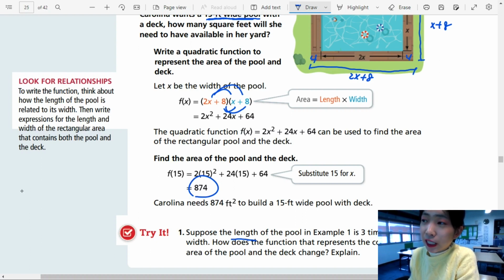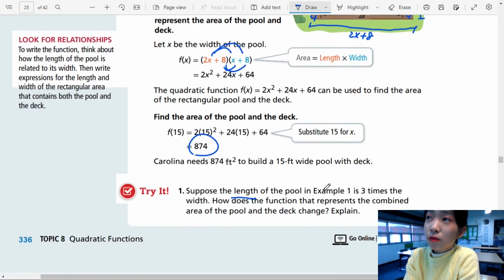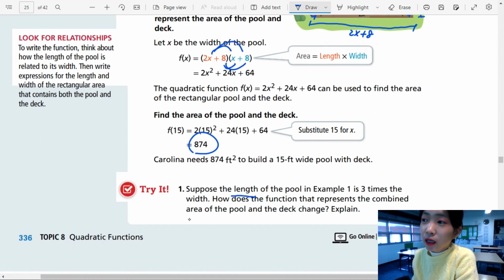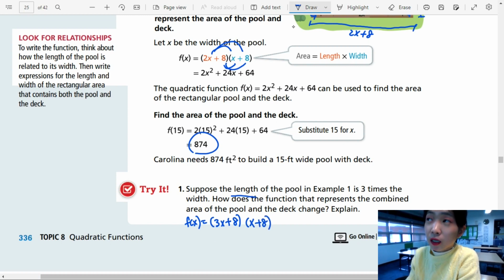So how does that change the function? Instead of 2x, you simply put 3x, right? So your f of x is going to be 3x plus 8 instead of 2x plus 8. And you're going to multiply with the same thing because everything stays the same. It's just your length that's going to change.